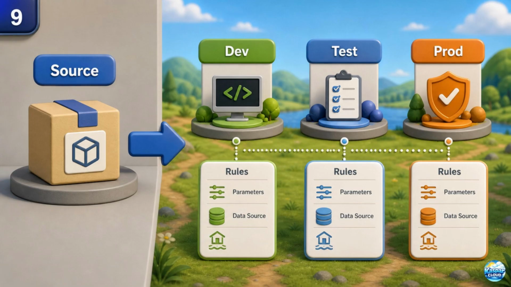Deployment rules solve one of the most common release challenges in analytics platforms. Each environment usually requires different configuration values. Development might use sample datasets, test might use validation systems, and production might connect to enterprise production sources.